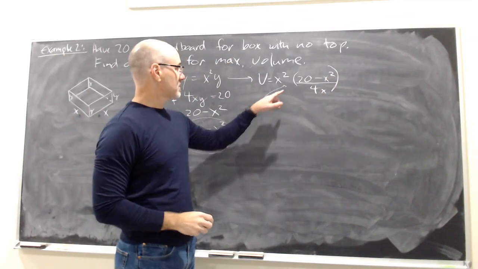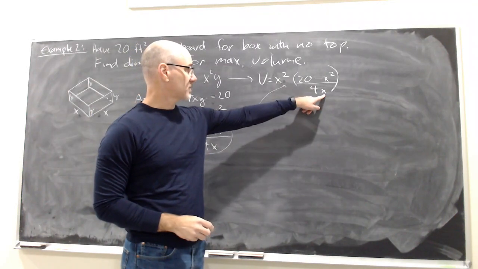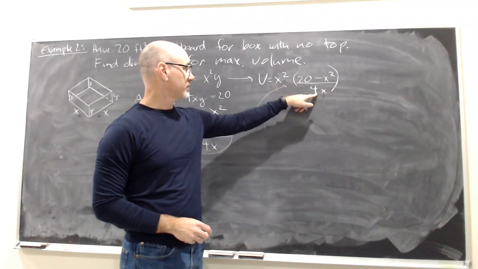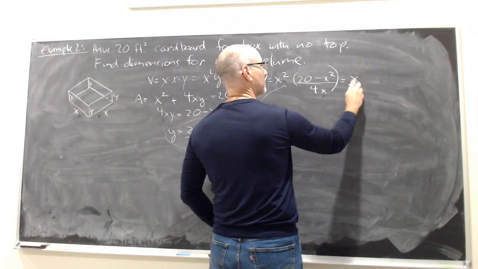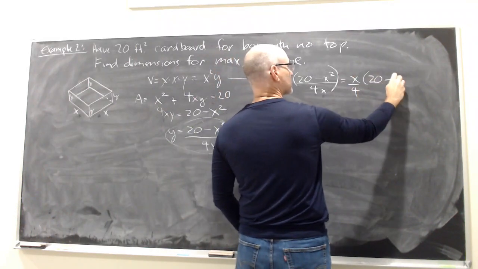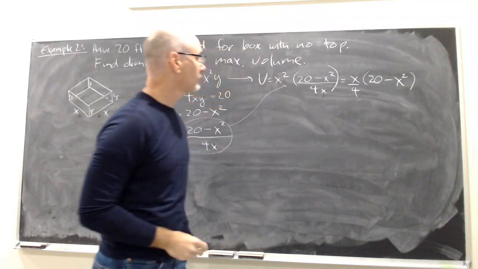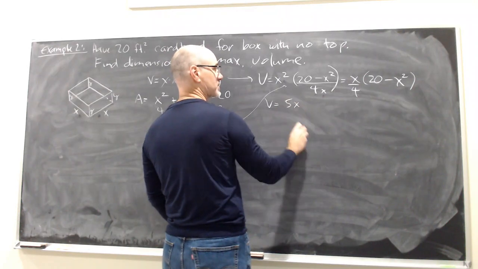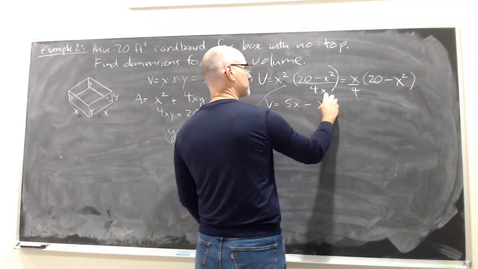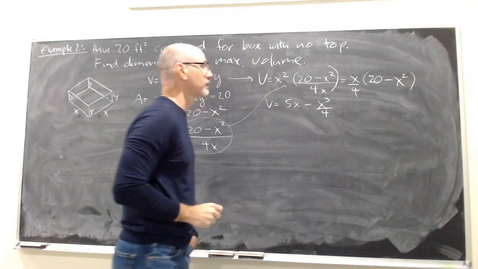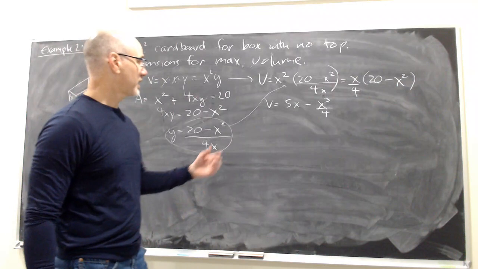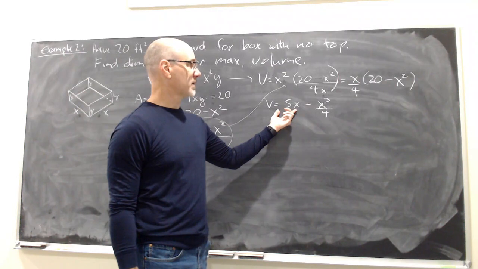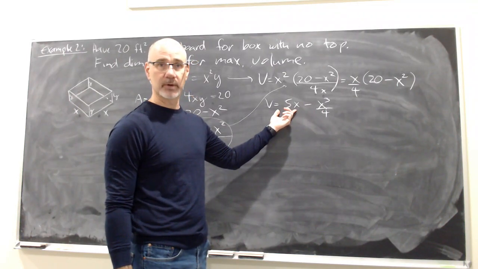And then this is nice. The x squared in front will cancel, or one of the x's on top will cancel with this x in the denominator. So instead of x squared over 4x, I'm going to have x over 4 times 20 minus x squared. And finally, if I multiply through, I'll get 5x minus x cubed over 4. Okay? So that's my target function that I want to find the maximum for, but it's now only in terms of one variable. So this is something we can work with.